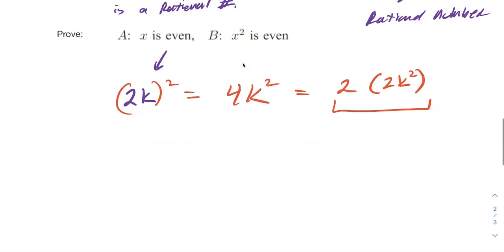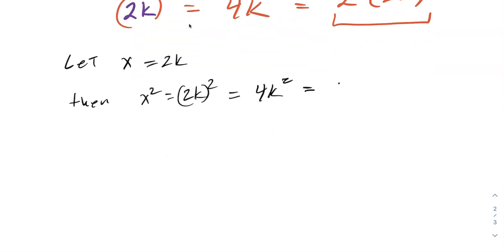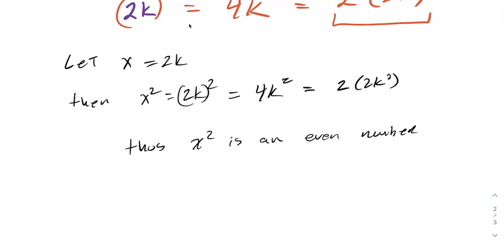That's the idea. So I'm going to write it nicer, though. Let x, we're trying to show that x is an even number, equal 2k. Then x squared would equal (2k) squared, which equals 4k squared, which equals 2 times 2k squared. Thus, x squared is an even number. QED. And that's the idea.